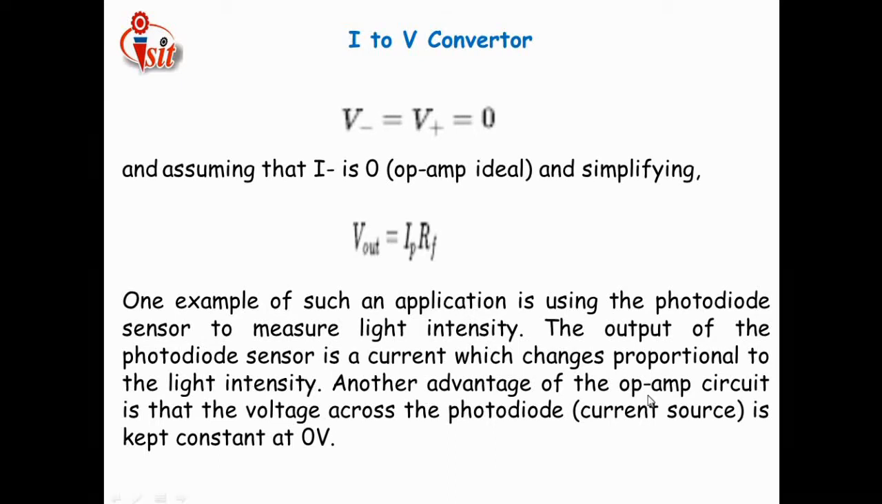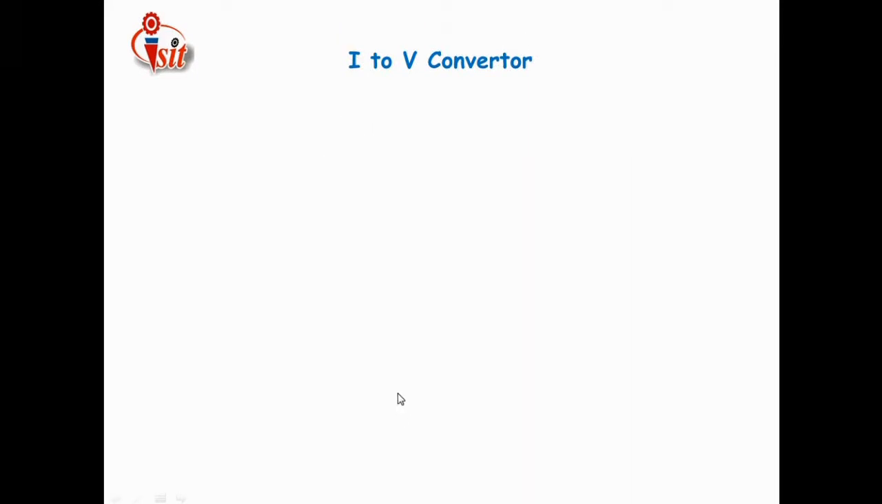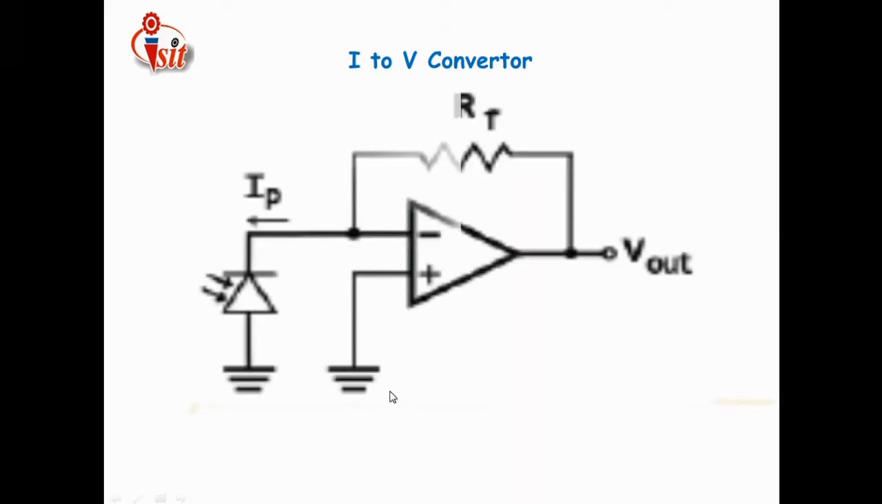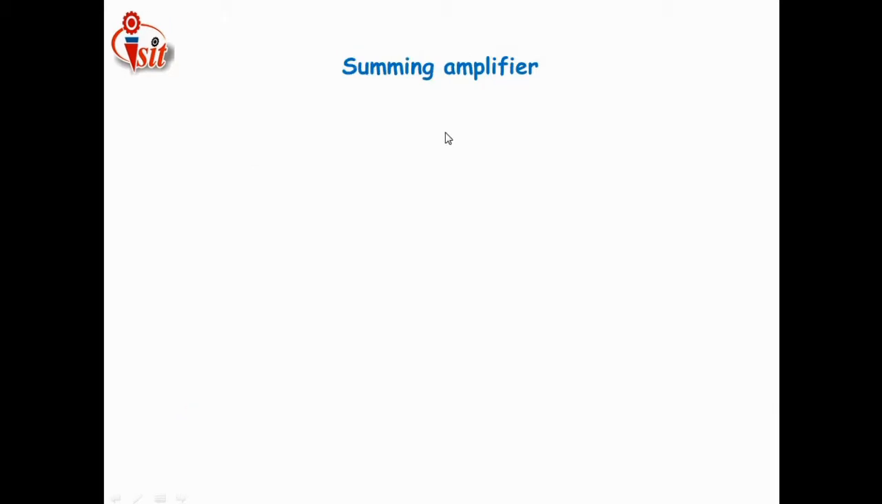The output of the photodiode sensor is a current which changes proportional to the light intensity. Another advantage of the op amp circuit is that the voltage across the photodiode current source is kept constant at V0. Then what about that? Instead of simple current flow consideration, here we have connected IP, the photodiode current source, along with the reference resistors.